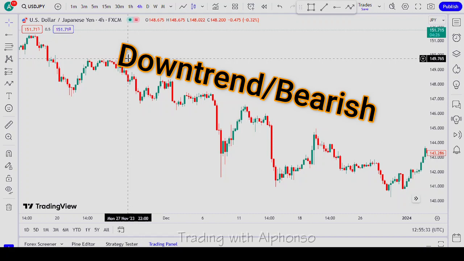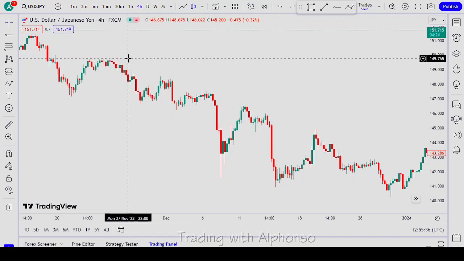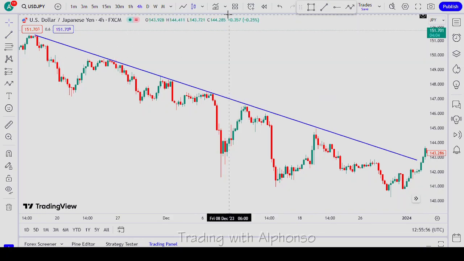The structure is a downtrend. This is a bearish market structure. So if I were to use my tool, a trend line, this is a strong downtrend.